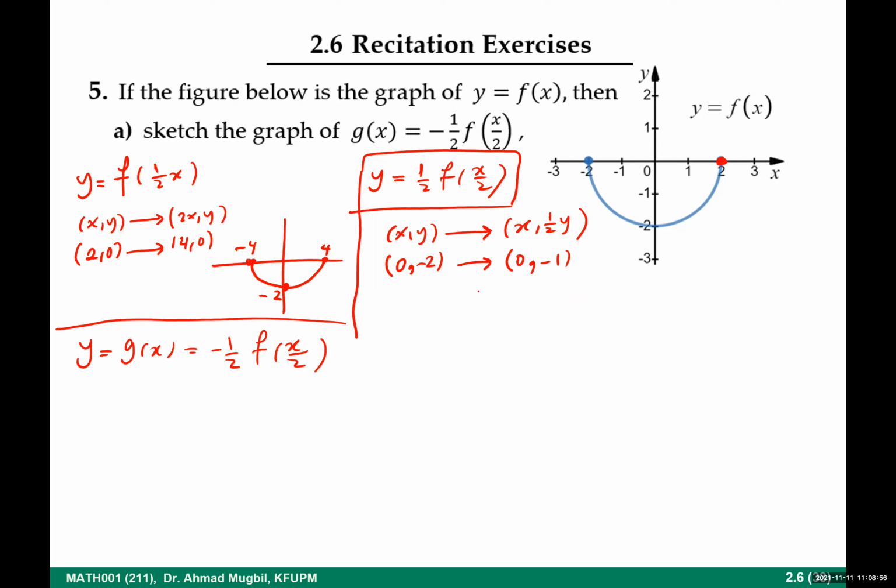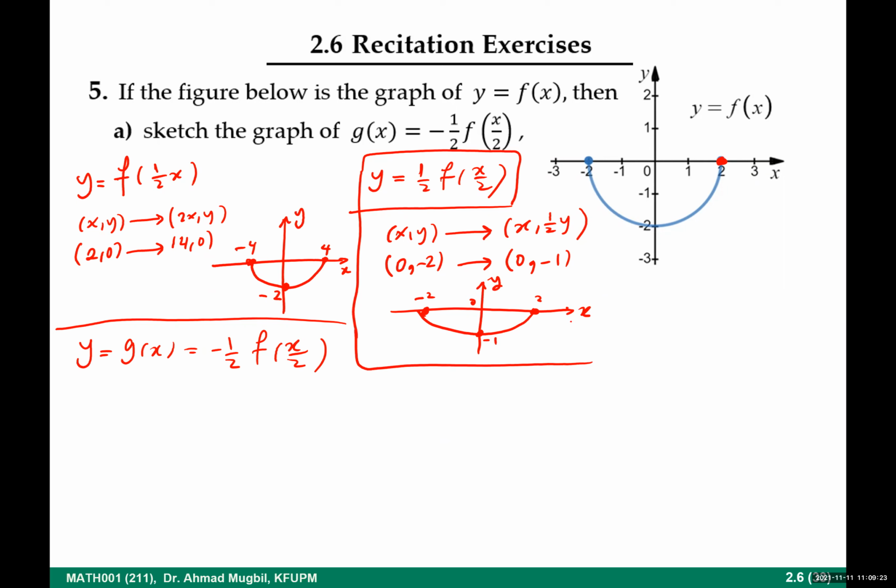So this means that the graph, what will happen to the graph? It will be vertically shrunk. This is -2, this is -2, so it will be like this. So we will have here -1. This point will be -1 at 0. This is the x-axis, the y-axis. Excellent.